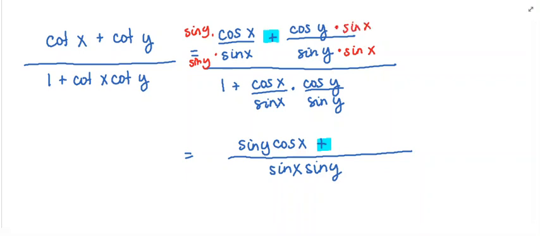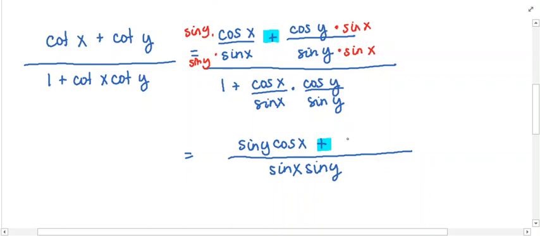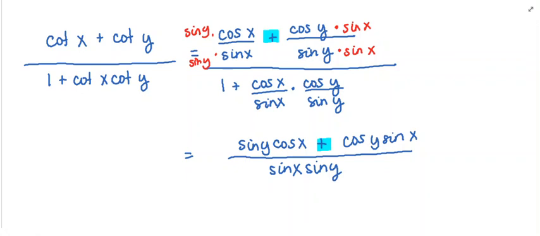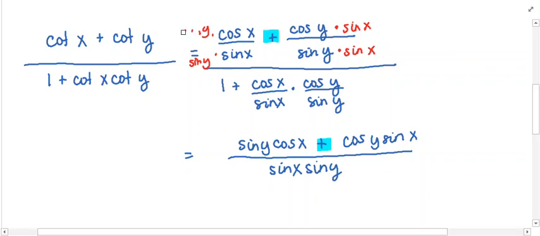Okay, so the numerator is going to be cosine y times the sine of x, okay? And we have one fraction. Everything is combined into one fraction, okay? I'm going to do the same kind of thing to the denominator. Okay, so let me clean this up and then we'll do it.